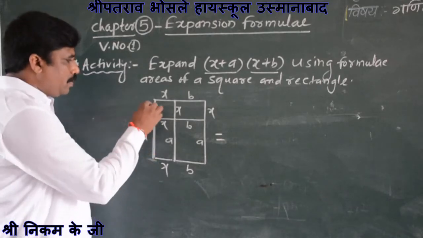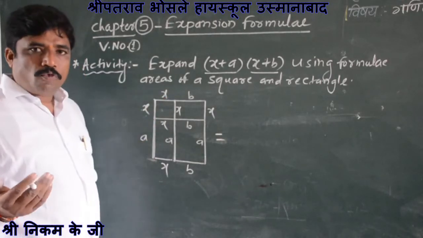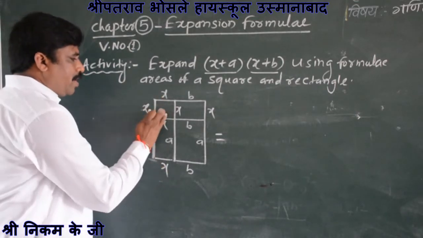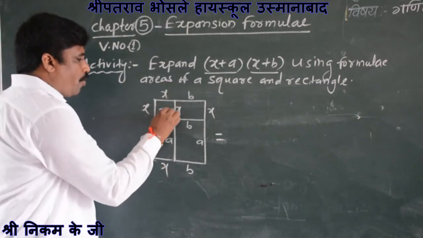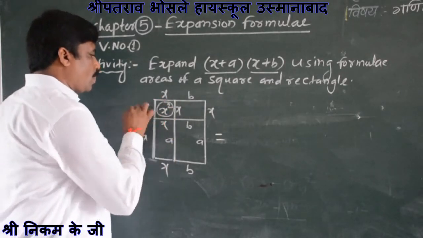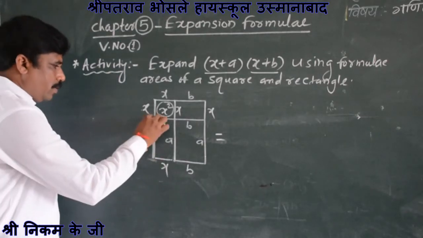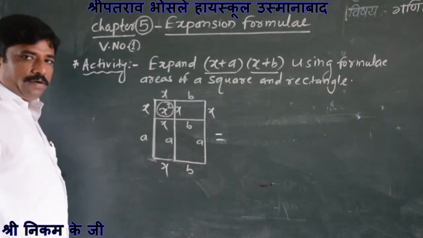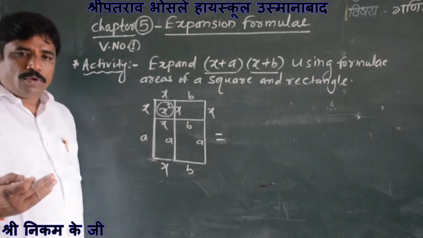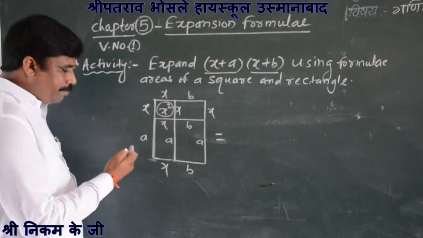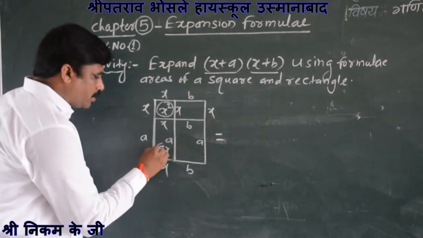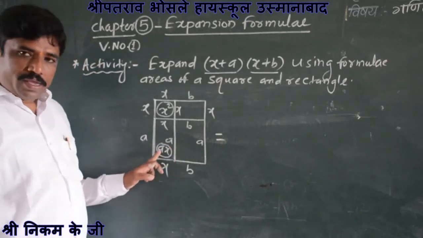which is equal to the area of the 4 figures. The area of a square: formula side square. Here the side of the square is x, so the area of the square is equal to x square. Next figure is the rectangle. Length is a and breadth is x. The area of the rectangle is equal to length into breadth, that is equal to ax. Area of the rectangle is ax.